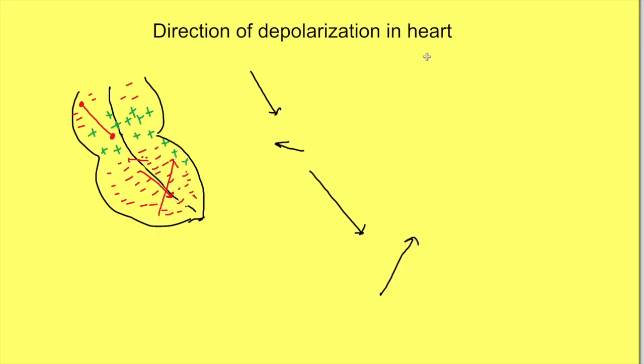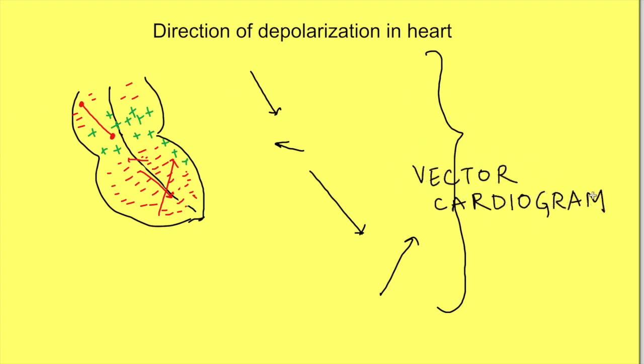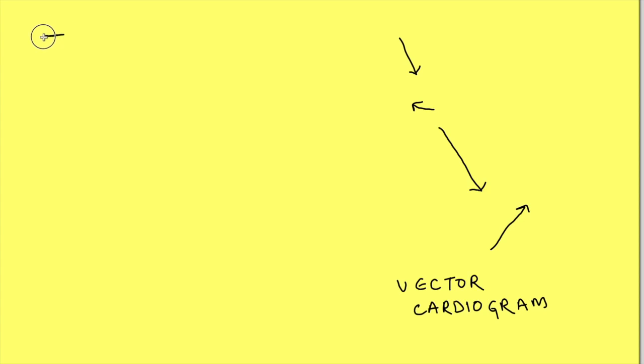So these 4 arrows show the direction of depolarization of the heart in a single spread of electrical activity. This is known as a vector cardiogram. And ECG is the recording of this spread of electrical activity. Now suppose we keep 2 electrodes such that the direction of the lead is like this. How will the spread of electrical activity of the heart be recorded in this lead?